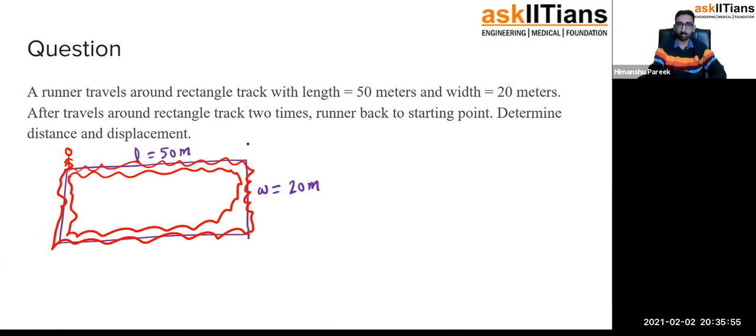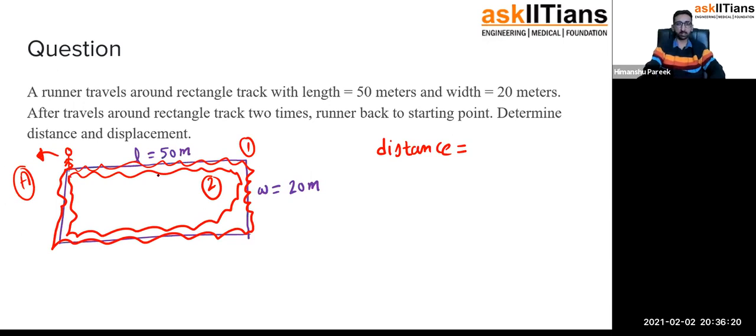Second round trip is done. So basically 1, 2, 2 is done. Entire track. What is the distance? Calculate in your notebook. It's very easy now. You can do it. Just calculate the total path length. It starts from here. Let's say this point name is A, and finally comes back to A.